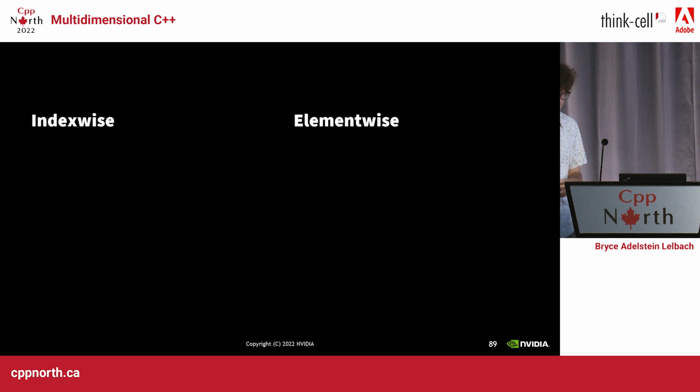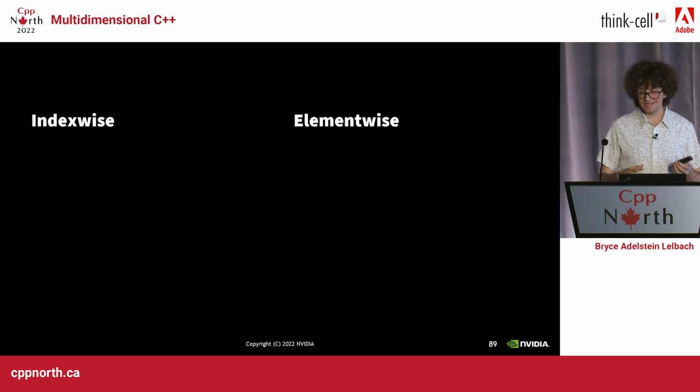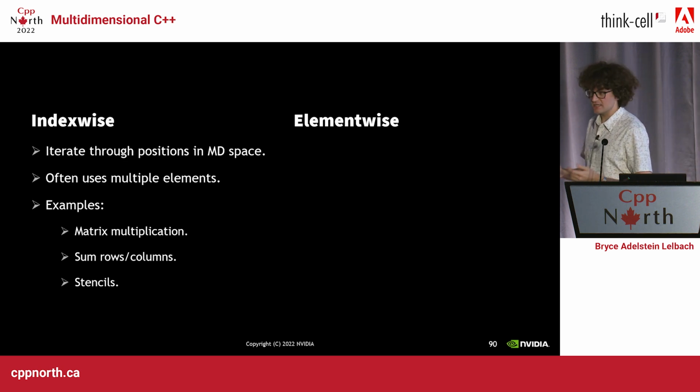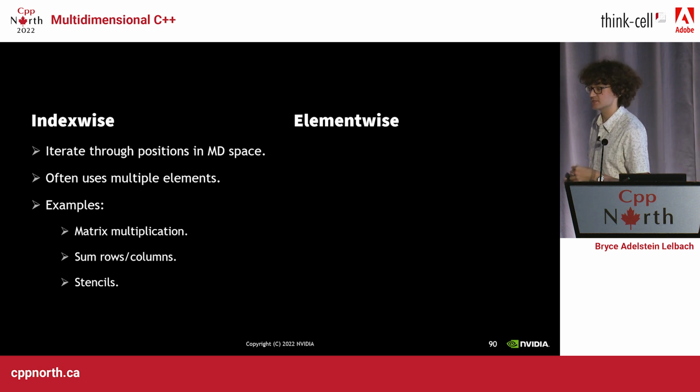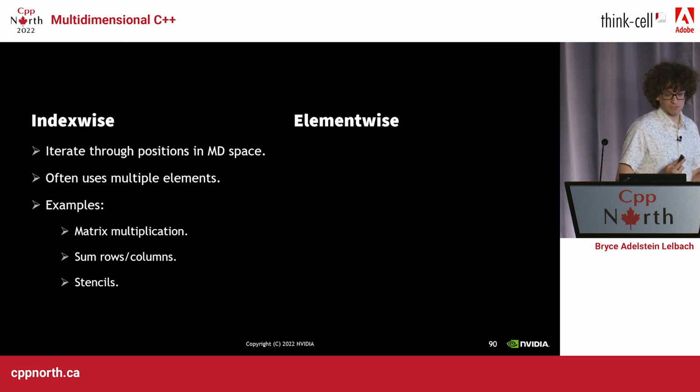So the iteration of multidimensional spaces breaks down into two different categories, I think: index-wise and element-wise. For index-wise, we are going to iterate through the positions in multidimensional space. And often when we're doing index-wise iteration, we're going to be accessing multiple elements or multiple locations within a single iteration, something like a stencil. So for example, matrix multiplication or matrix transpose, or summing the rows or columns of a matrix, or stencils.